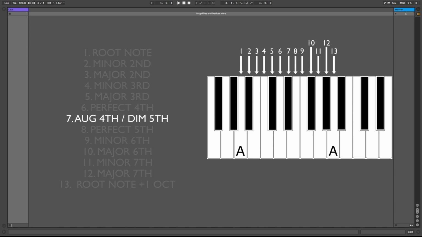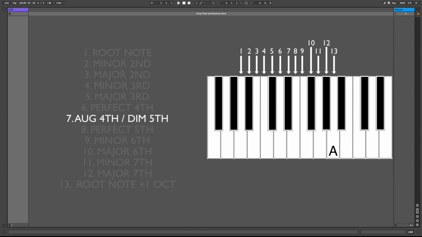Now the augmented/diminished interval tends to sound most dissonant as there is no harmonic relationship between the root note and an augmented fourth. Therefore, they are generally avoided and tend to not be used in most popular music, but they are still used in jazz, blues, classical, and many other genres. And of course, you can still use them in your own music. I'm just giving you the commonly used fundamental music theory formulas.